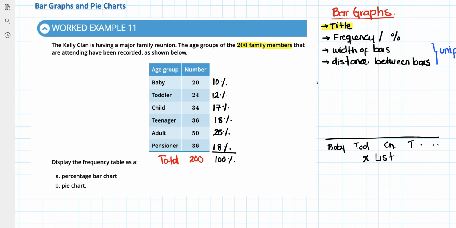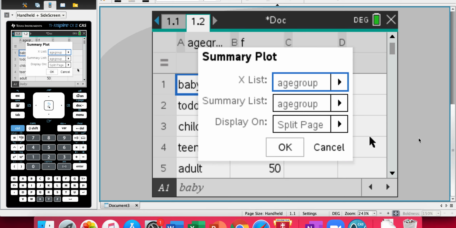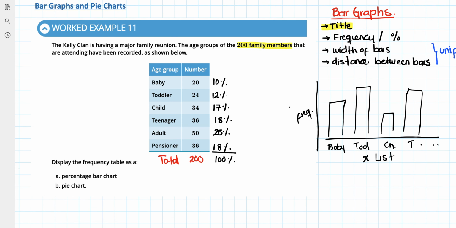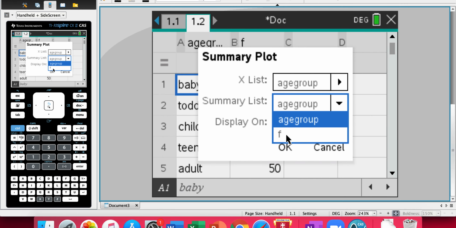And then over here, we are going to have our frequencies. Okay, and then these bars are going to be something like this, whatever. I'm just drawing; we're going to see how it comes up. So the X list is going to be the age group. My summary list refers to the frequency that we're using. The summary list is going to be the frequency.